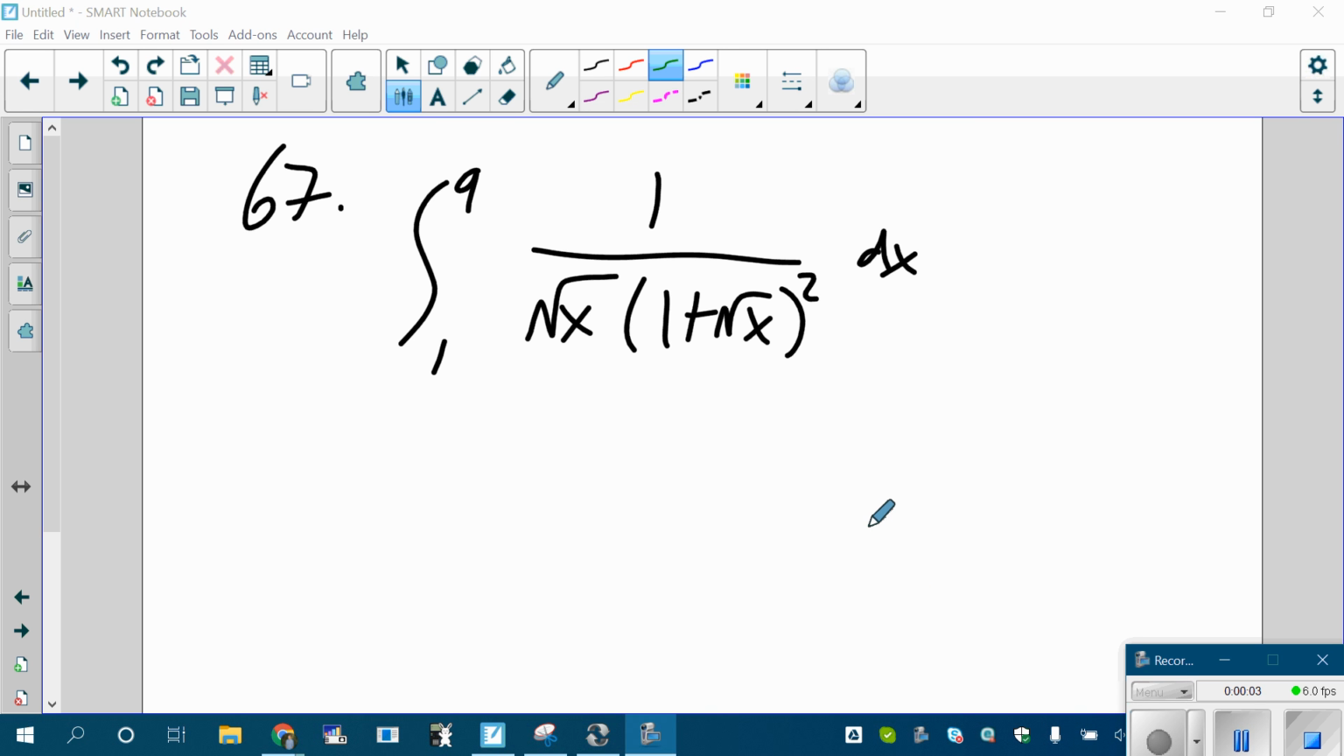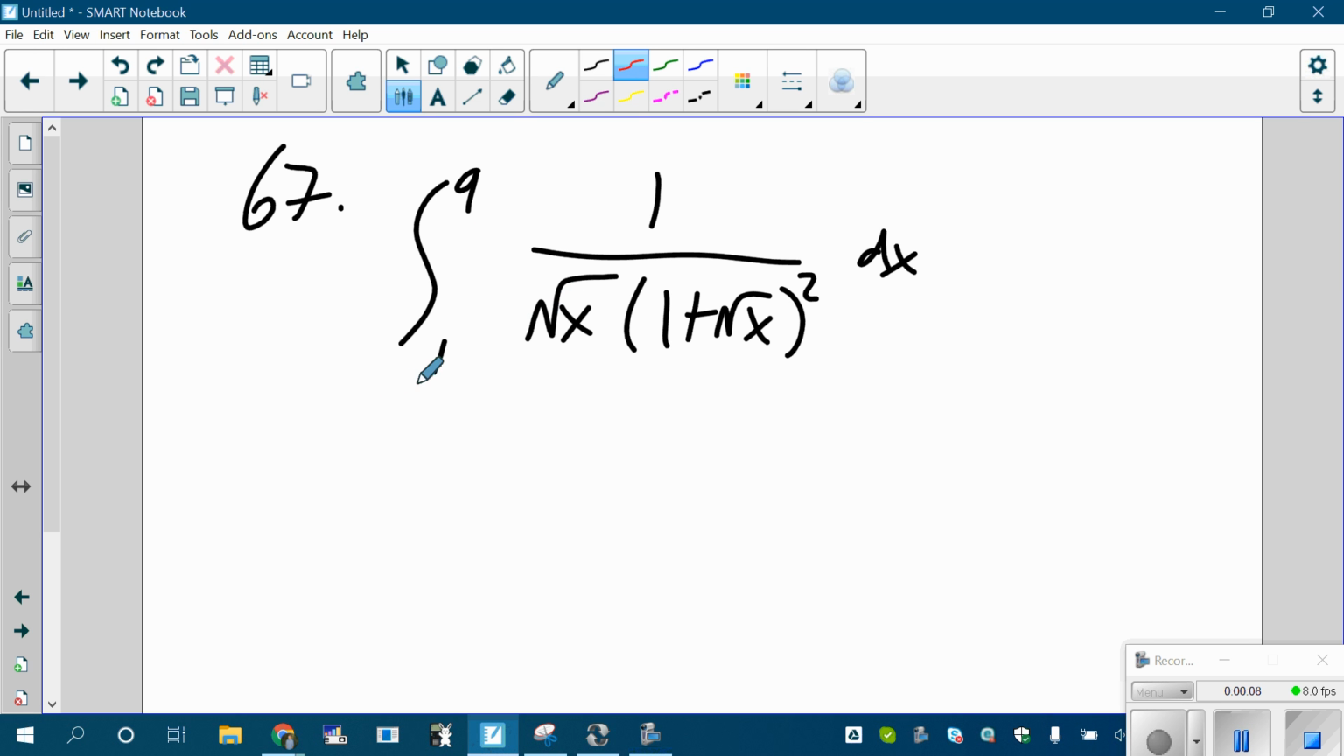This is 4-5 number 67. It's similar to number 61. It's a definite integral because we know the bounds. And the thing we are integrating, the integrand, is a little complicated and we're going to use u sub. This is a little trickier u sub.